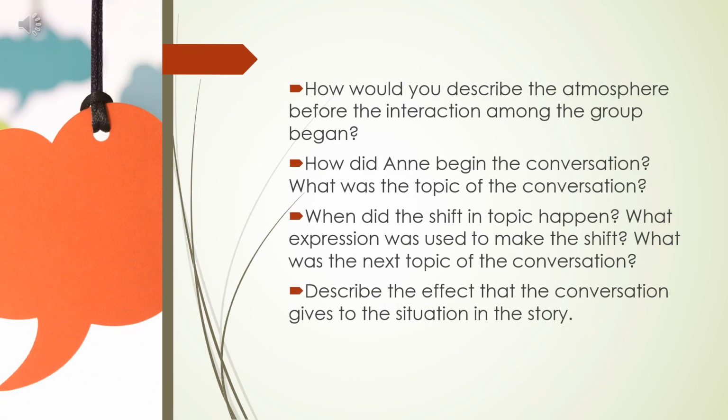Let us process the story by answering the following questions. How would you describe the atmosphere before the interaction among the group began? The atmosphere was quite quiet in the sense that they didn't talk to each other. Now, number 2. How did Anne begin the conversation? What was the topic of the conversation? Anne began the conversation by asking the question, did you know that Maymay Entrata will be hosting the event? What was the topic of the conversation? They talk about Maymay Entrata.